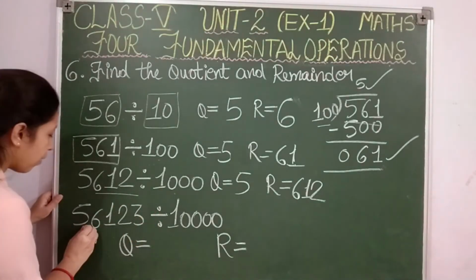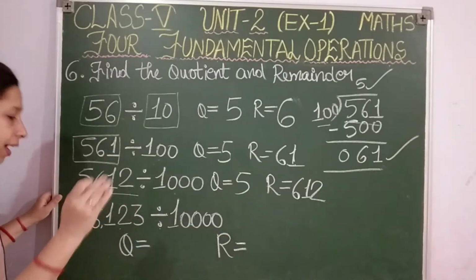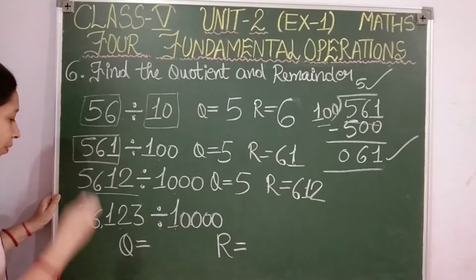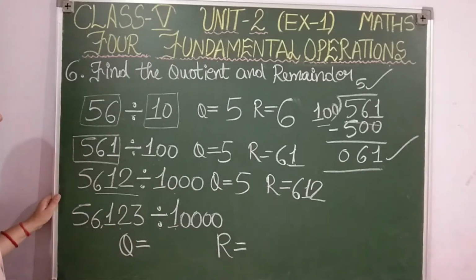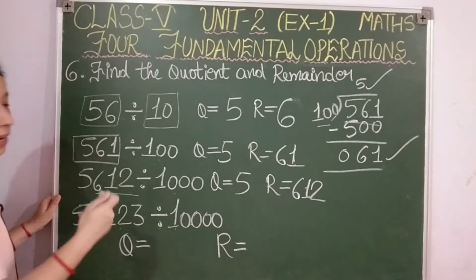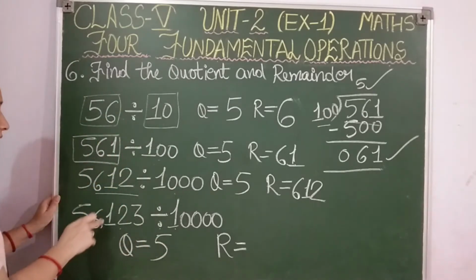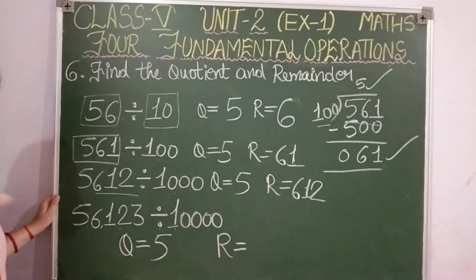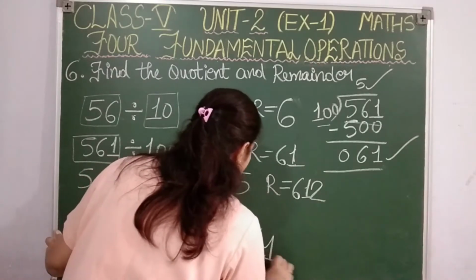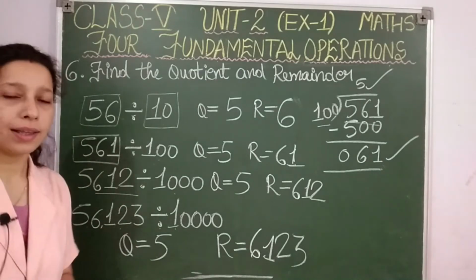Okay. Now 56,123 divided by 10,000. Again you have to think from this number how many times you can take out 10,000. Here, 10,000 into 5 you will get 50,000. So I'll write 5 as the quotient. Now 56,123 minus 50,000. How much will be left, students? It will be 6,123. See, I got the quotient and remainder without doing the calculations.